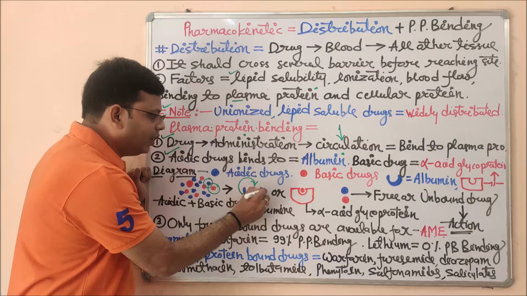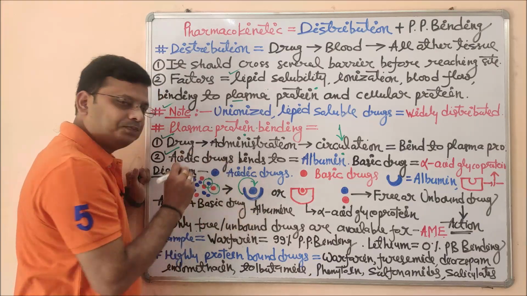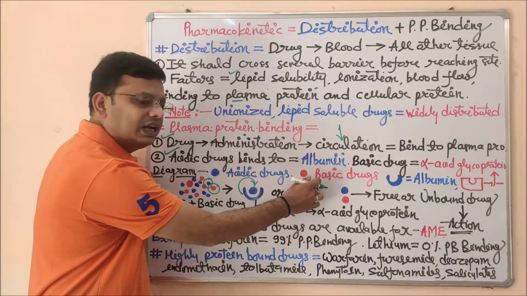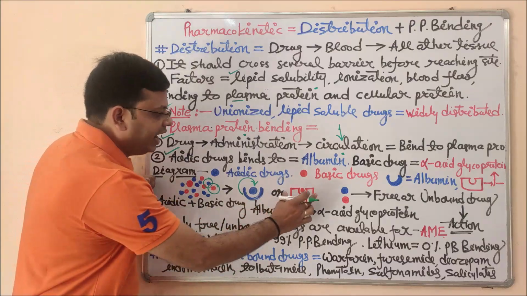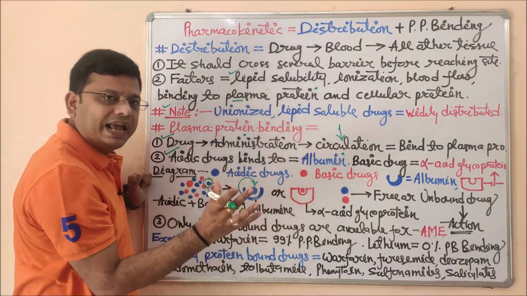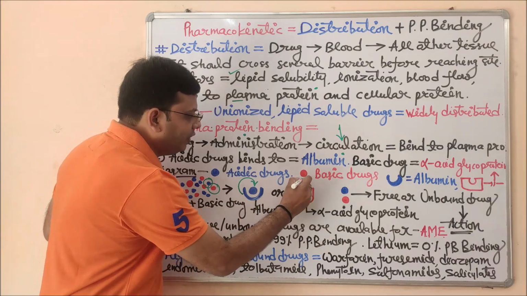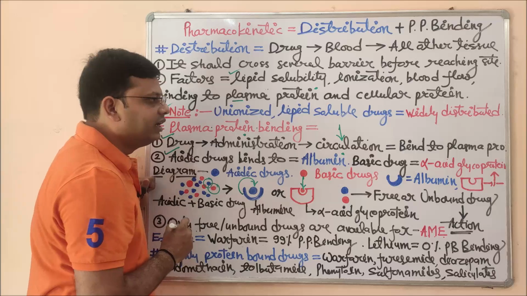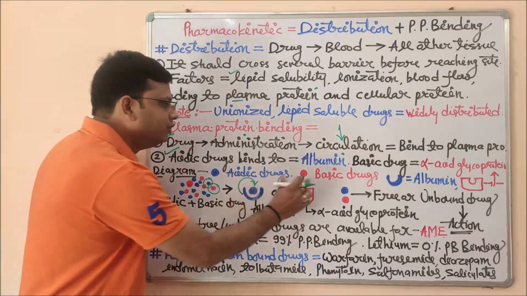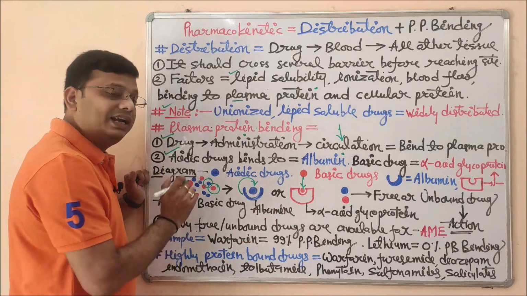So this acidic drug is going to bind to the albumin, whereas this red circle represents a basic drug, and this structure-like shape represents alpha acid glycoprotein. So the basic drug will occupy this alpha acid glycoprotein. So these are two specific binding phenomena.